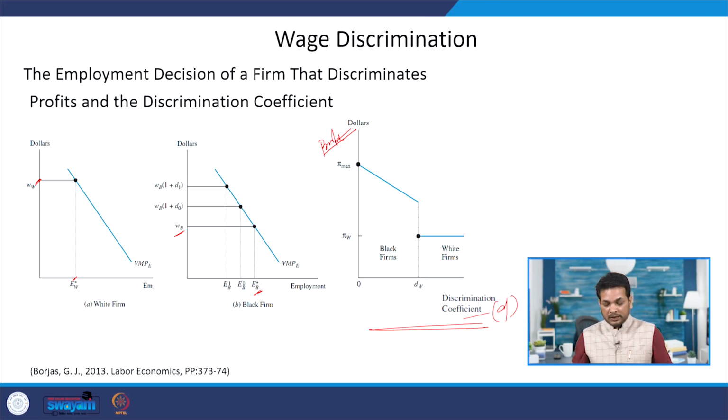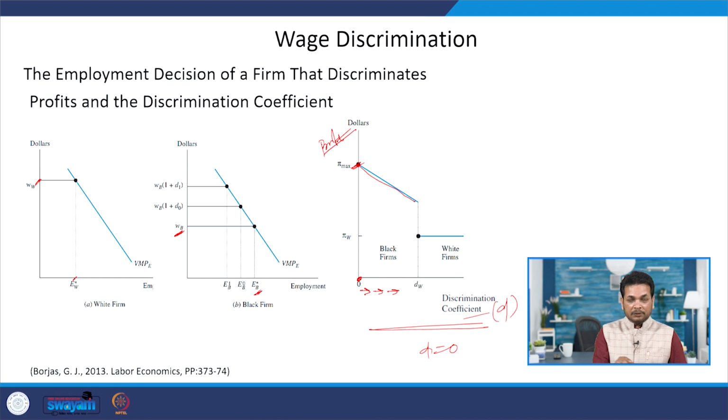Now, if the degree of discrimination D is 0, let us say the discrimination is 0, it means the farm is a colorblind farm. So, for it the profit is maximum. The farm is employing E star B amount of workers at the wage rate WB. Now, as the discrimination coefficient increases, this profit is going to decline.